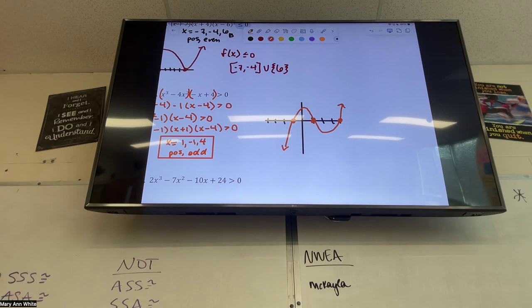Now we have to look at the problem. What does the problem tell us the interval that we care about? Greater than zero. Where do I have an interval that's greater than zero? Negative 1 to 1. Good, negative 1 to 1. Bracket or parentheses? Bracket. It doesn't say or equal to. And then union 4. Good, 4 to infinity.